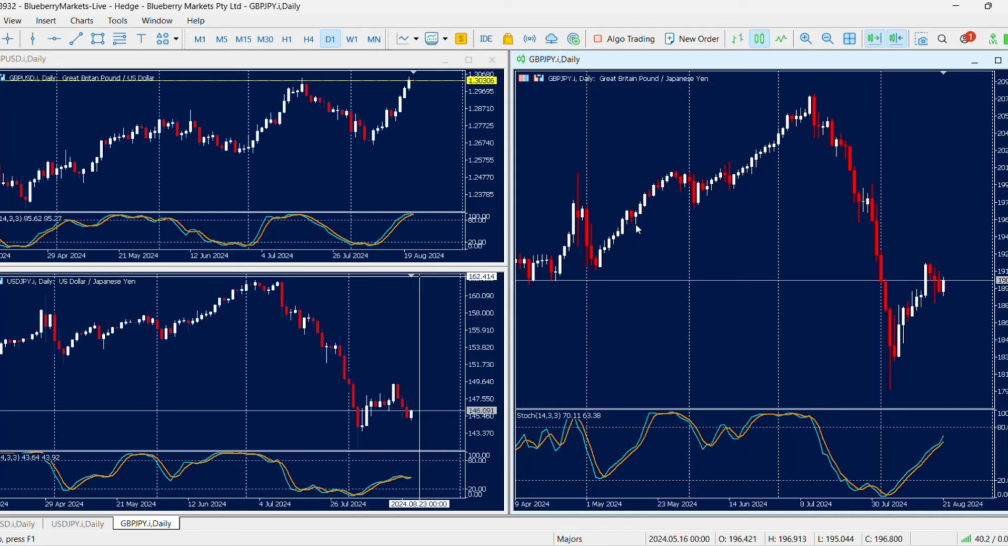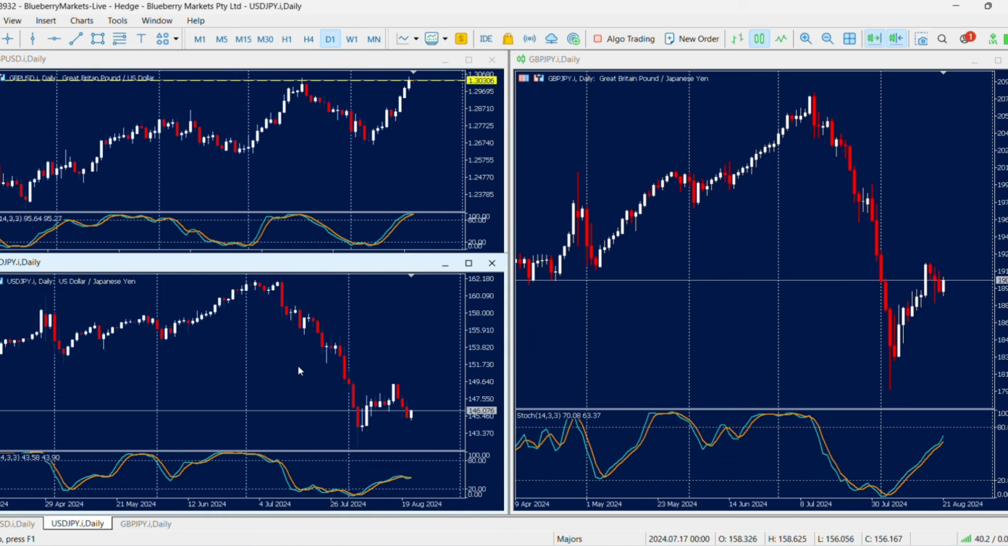I've got three charts in front of me. I've got the pound Japanese yen on the right hand side. In the top left hand corner, I've got pound US dollar. And in the bottom left-hand corner, I've got US dollar Japanese yen. And we're going to take a look at the most recent example of this fall that happened on pound yen. So if I just grab this rectangle tool, I'm just going to highlight this move that happened within the markets.